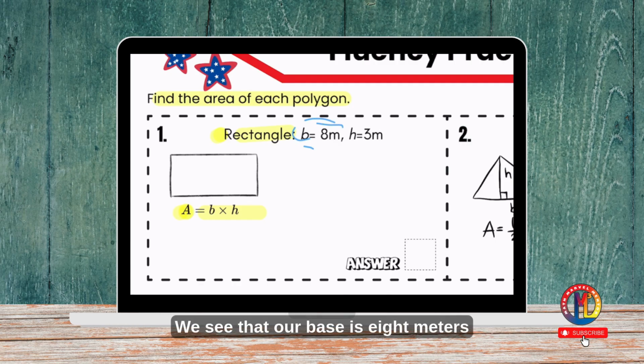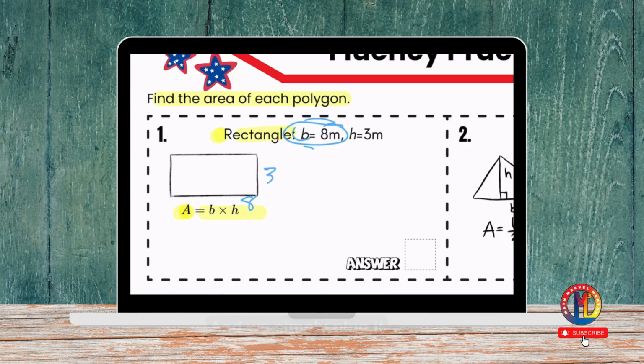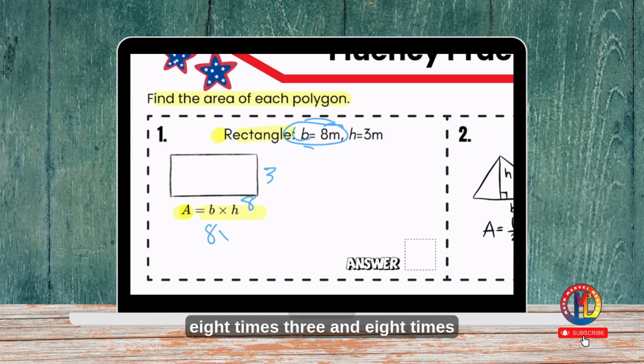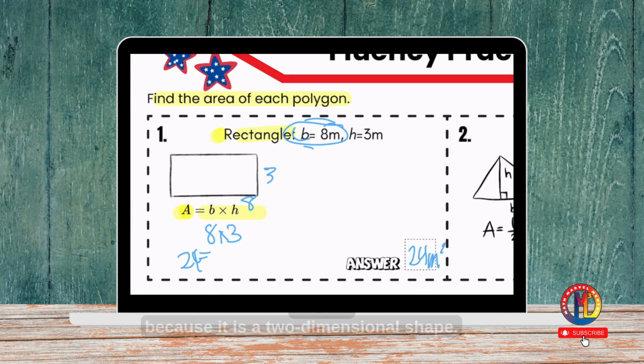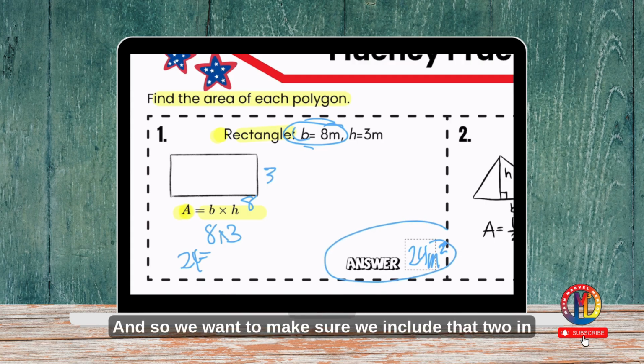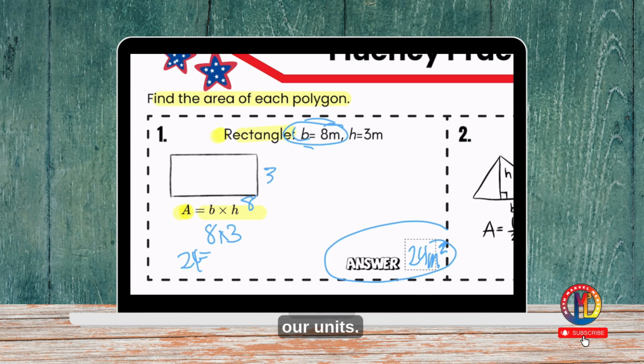Here we see that our base is 8 meters, and then our height is 3. We simply plug it into the formula, 8 times 3, and 8 times 3 equals 24. And so our answer would be 24 meters squared, because it is a two-dimensional shape. We want to make sure we include that 2 in our units.